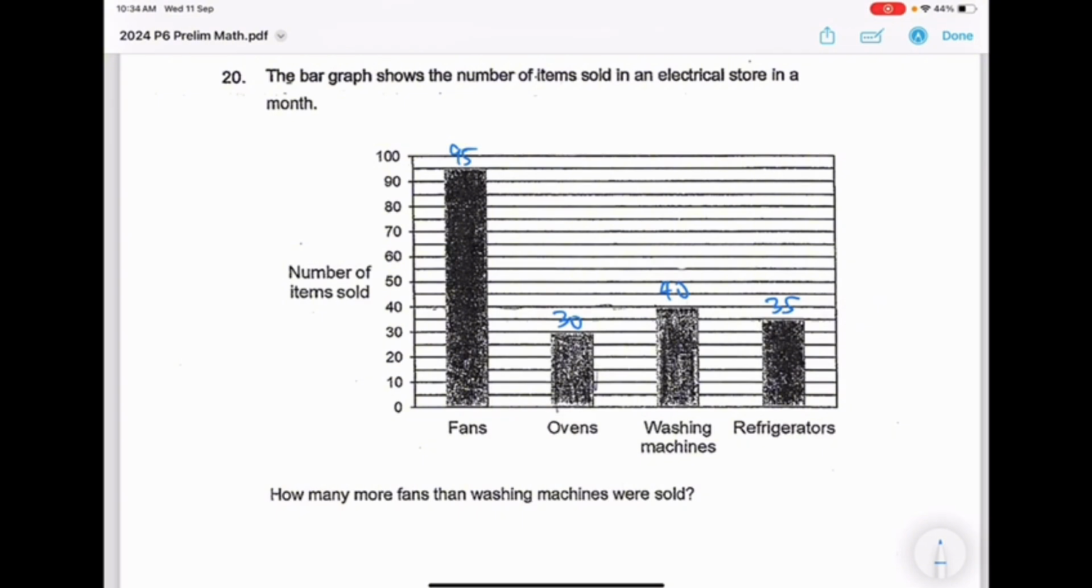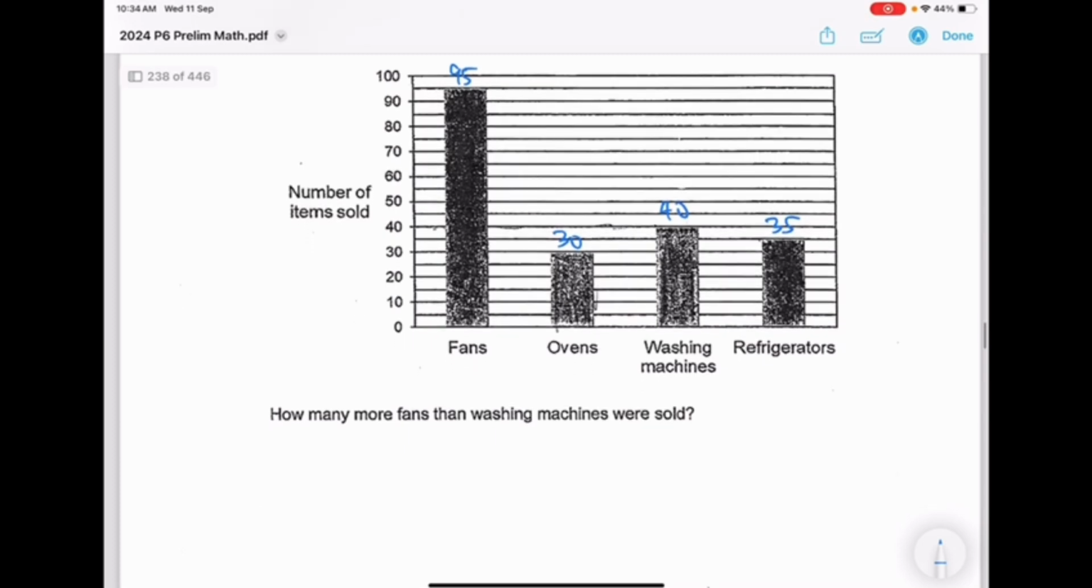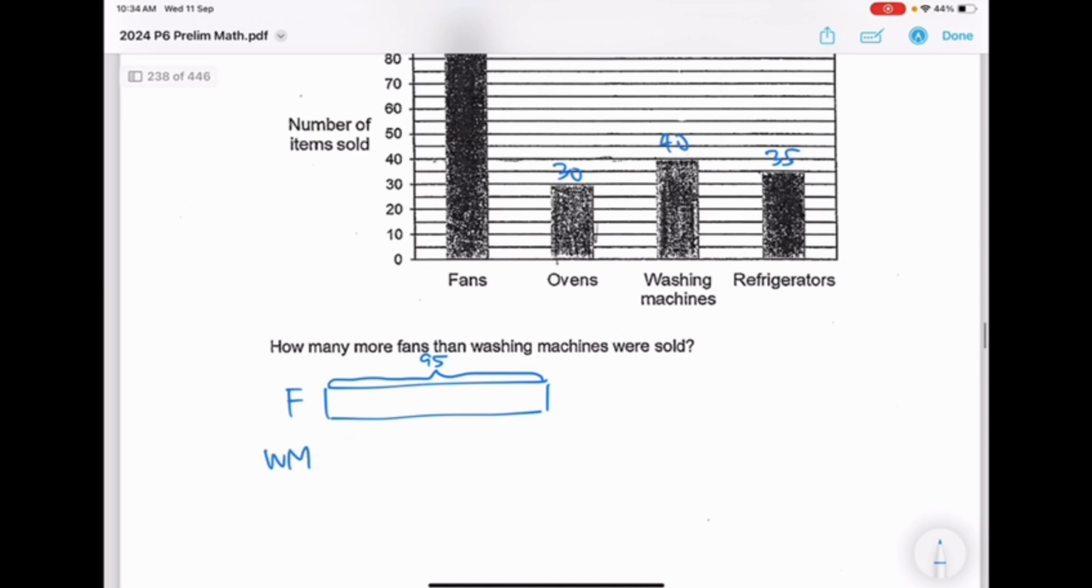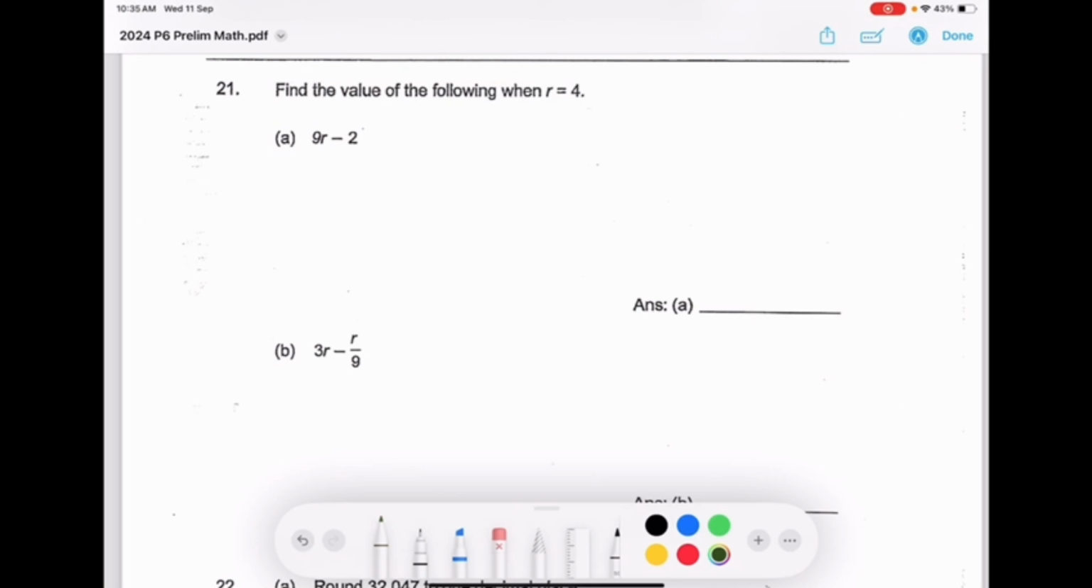Let's look at the question below. How many more fans than washing machines were sold? So fans you have a grand total of 95, and washing machines we have a grand total of 40. So what they are asking is how many more fans, right? So what I'm looking for is this amount over here. What I want to do is just take 95 minus 40. That will give me 55. And this is your answer for question number 20.